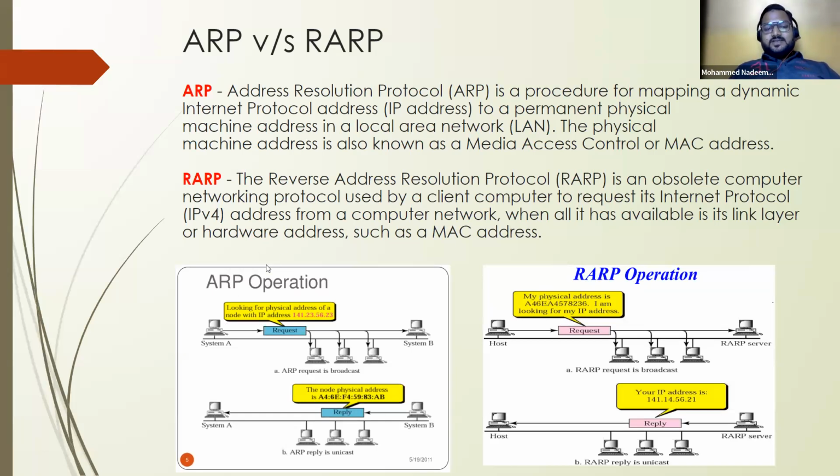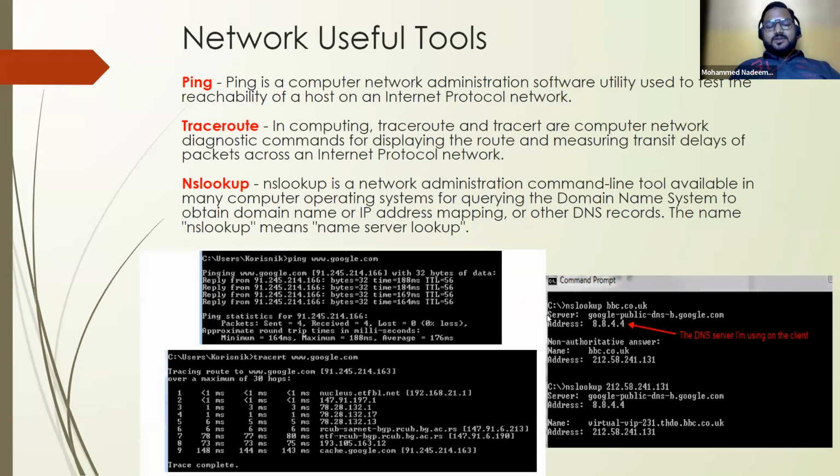This will happen automatically. You just need to understand how an IP gets a MAC address by using ARP, address resolution protocol, and how a MAC gets an IP address by using the RARP operation. So these are the two protocols used. And these are the three main commands you need to remember.